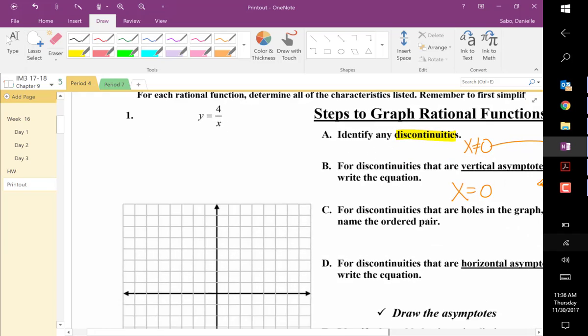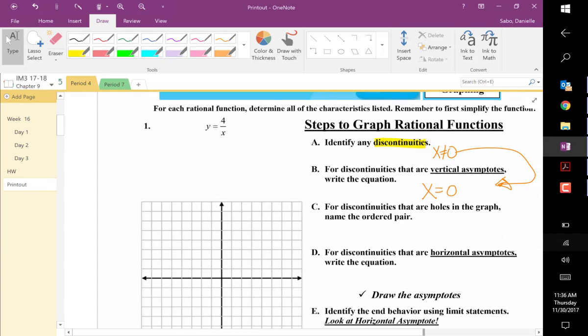Okay? So, for discontinuities that are holes in the graph, name the ordered pair. Do I see anything that cancels? No. So it's none. If nothing cancels, you just put none. I put that there so that you have a space for every spot. Then it says, for the discontinuities that have a horizontal asymptote, write the equation. So horizontal. There is no reason to really divide, since there's only one x and that's at the bottom. And what is it then? There is no horizontal. There is. What is it? 0. It's 0. Okay, let me explain that.